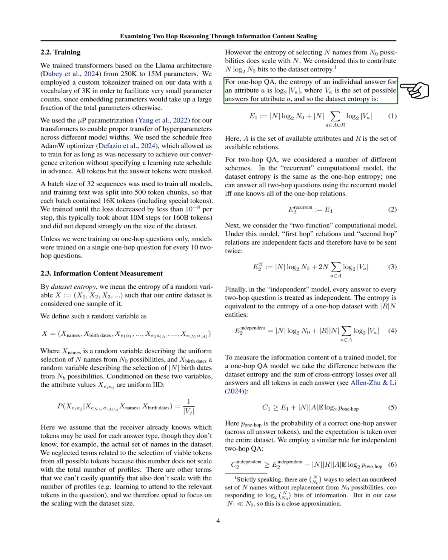For one-hop question answering, the entropy of an individual answer for an attribute is the logarithm of the number of possible answers for that attribute, leading to a total dataset entropy based on available attributes and relations. For two-hop question answering, we explored different models. In the recurrent model, the dataset entropy matches that of one-hop questions, while in the two-function model, we treat first and second-hop relations as independent, requiring them to be sent twice. In the independent model, every answer to a two-hop question is treated as independent, leading to an entropy equivalent to that of a one-hop dataset with the number of relations multiplied by the number of entities.